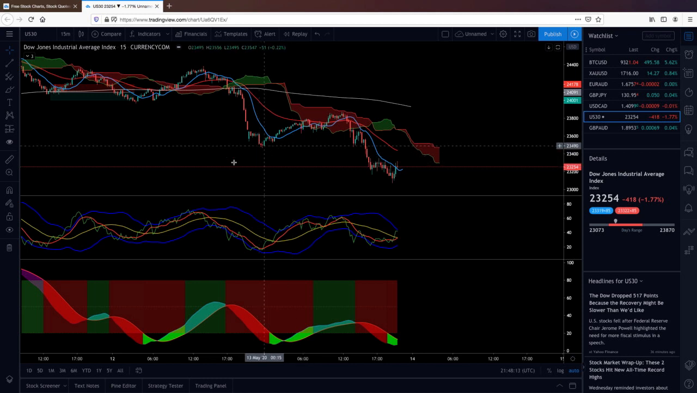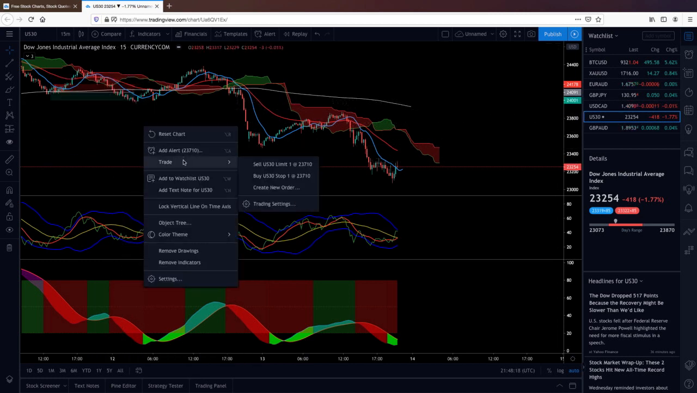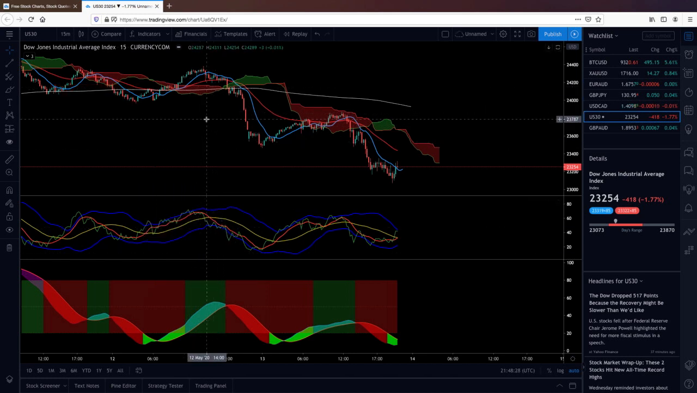Now I'm going to get right into the rules. Let's get right into it without further ado. All right, now you're going to need 5 indicators, and these are the names of the indicators. The Hamachi cloud.